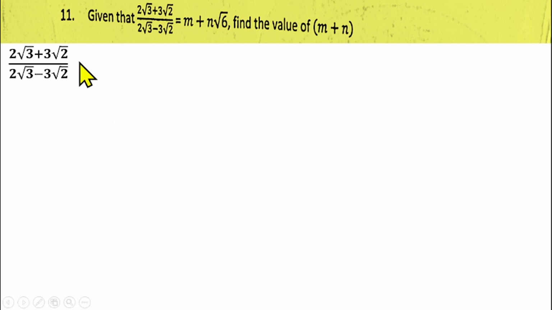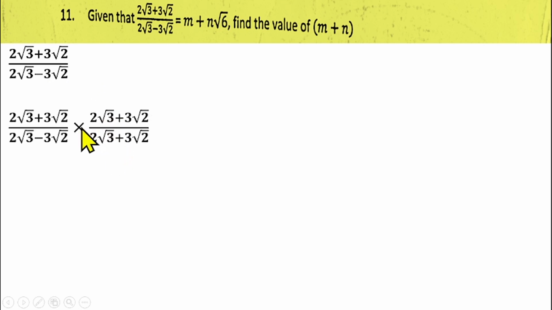So we need to rationalize this surd, because the denominator is in surd form. And how do we rationalize? You need to find the conjugate of the denominator. So we now multiply up and down by the conjugate of the denominator. And the conjugate of 2 surd 3 minus 3 surd 2 is 2 surd 3 plus 3 surd 2. So we now multiply up and down by 2 surd 3 plus 3 surd 2, which is what you're having here.